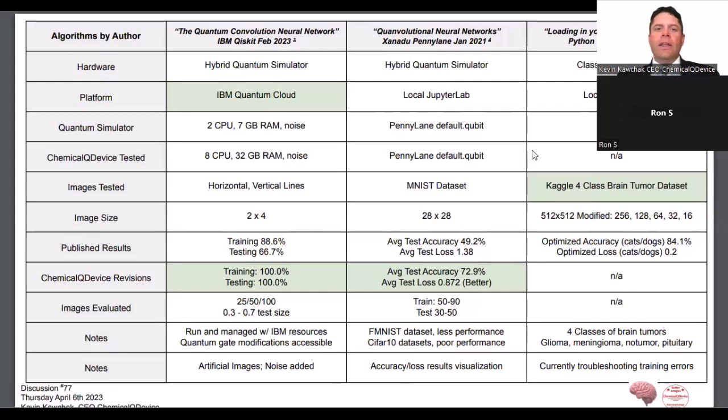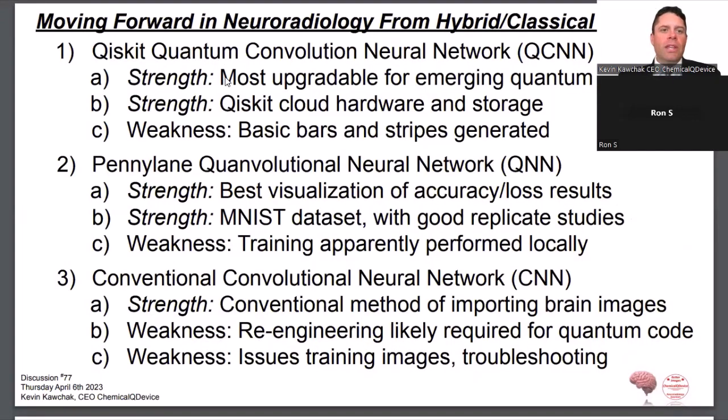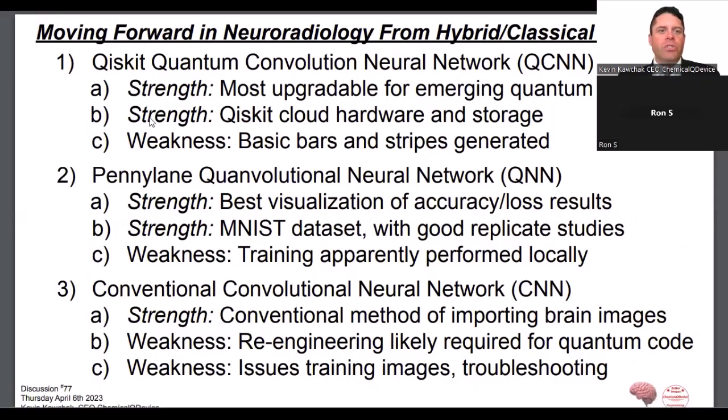And I can't stress this enough: your input data matters a lot. Like I said, this Kaggle 4-class or multi-class brain tumor data set is probably not ready for that IBM or the Pennylane, but learning from all of these things and putting them together, this is something to try to get these results.